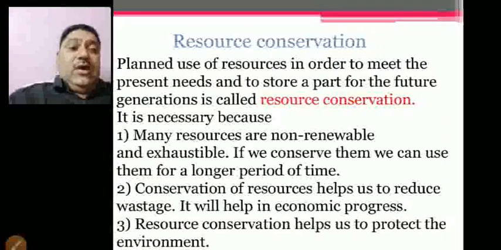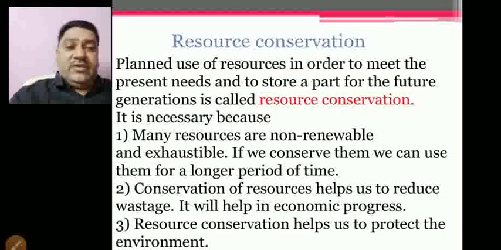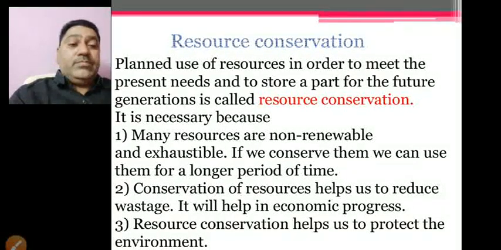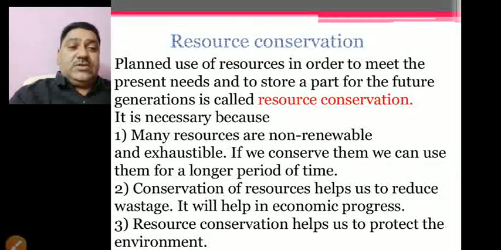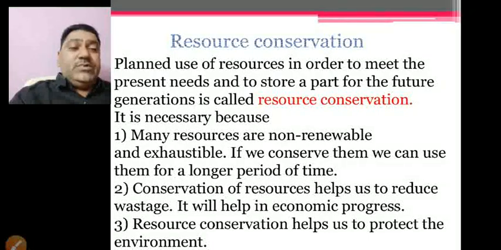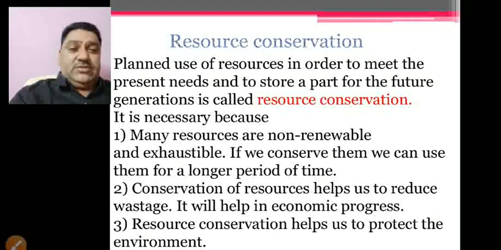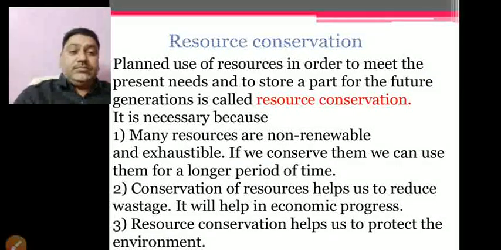Now, lastly, how to conserve the resource? Because for survival, resources are very important. We need to concentrate on the conservation of resource. So first we will see what is the meaning of resource conservation. Now, planned use of resources to meet the present needs and store some part for future generation is also called as resource conservation. That means we should use and also keep something for the future generation. So when we focus on these 2 points, then it is called as resource conservation.